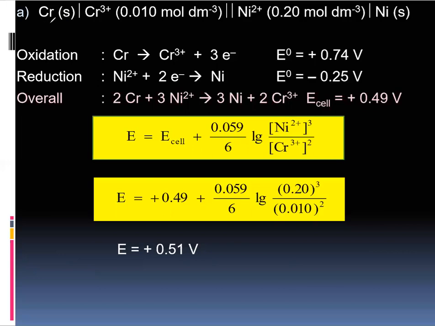The equation gave us this. I told you this is a shorthand of how to write the electrochemical cell. You must be able to write this. This is what we call a cell notation. I explained this to you in previous classes. You can see chromium solid with chromium 3 plus of this concentration. You can also see nickel 2 plus with this concentration to give nickel solid.